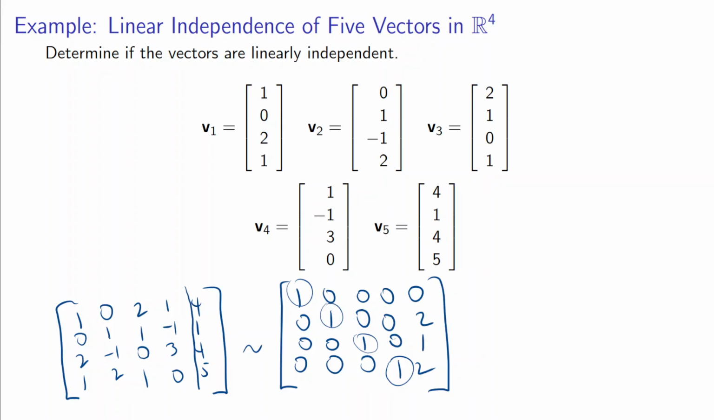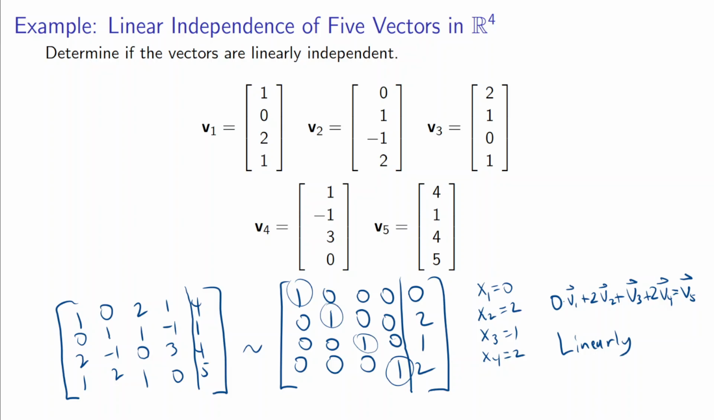And once again, I'll draw a vertical line down here to represent the fact that we're not just row reducing a matrix, we're row reducing the augmented matrix for a specific equation. And this equation says that x1 equals 0, x2 equals 2, x3 equals 1, x4 equals 2. So this basically tells us that 0 times v1 plus 2 times v2 plus 1 times v3 plus 2 times v4 should equal v5. And so these vectors are linearly dependent because we can write one of them as a linear combination of the others.